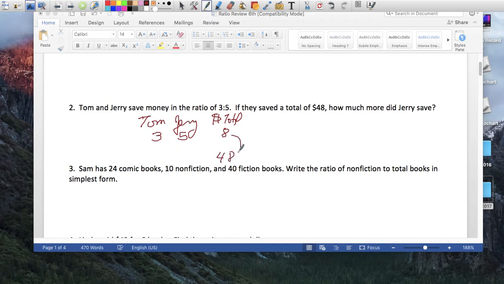Well, what was the increase here? How did the 8 become 48? It was a times 6 relationship. So everything else is going to be times 6 as well. So 5 times 6 is 30. 3 times 6 is 18. And you'll notice that 18 plus 30 is 48, so you know your answer here is correct. So how much did Jerry save? Jerry saved $30. Okay? Not going to do a tape diagram, but you can.